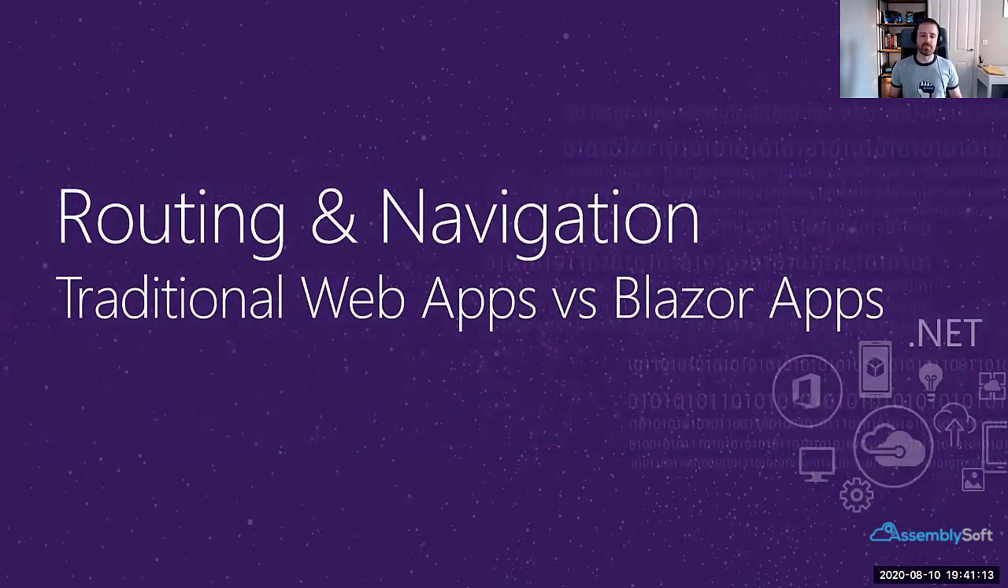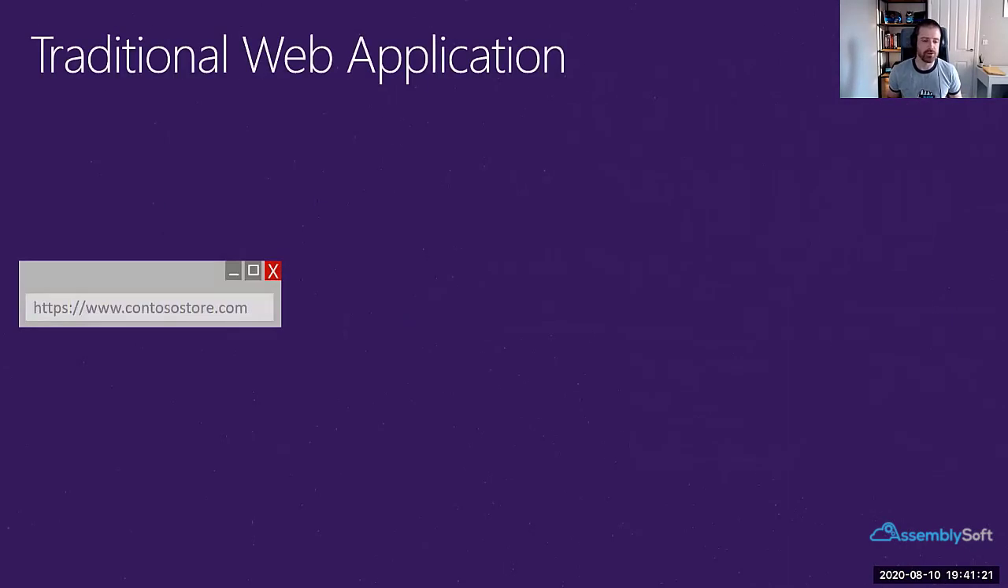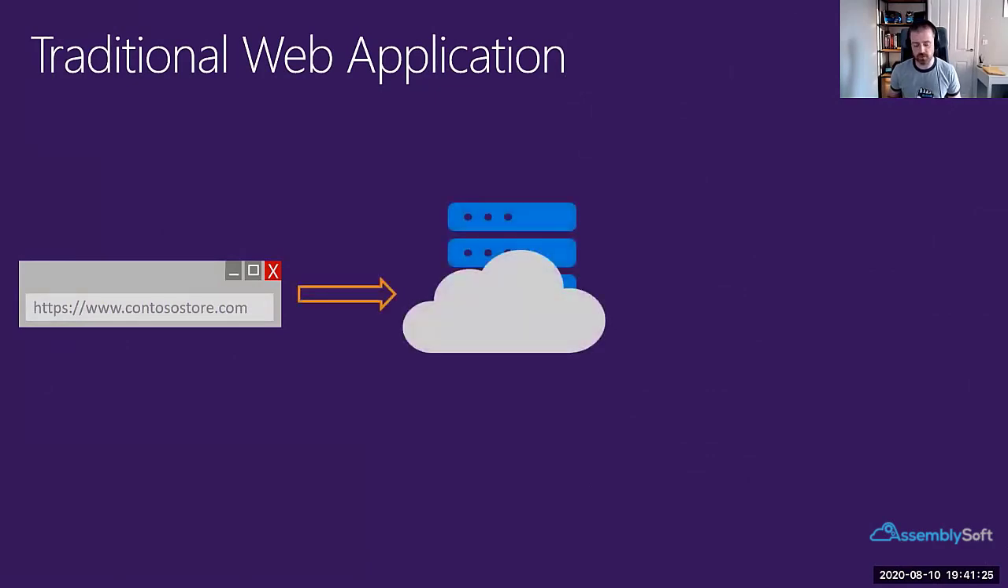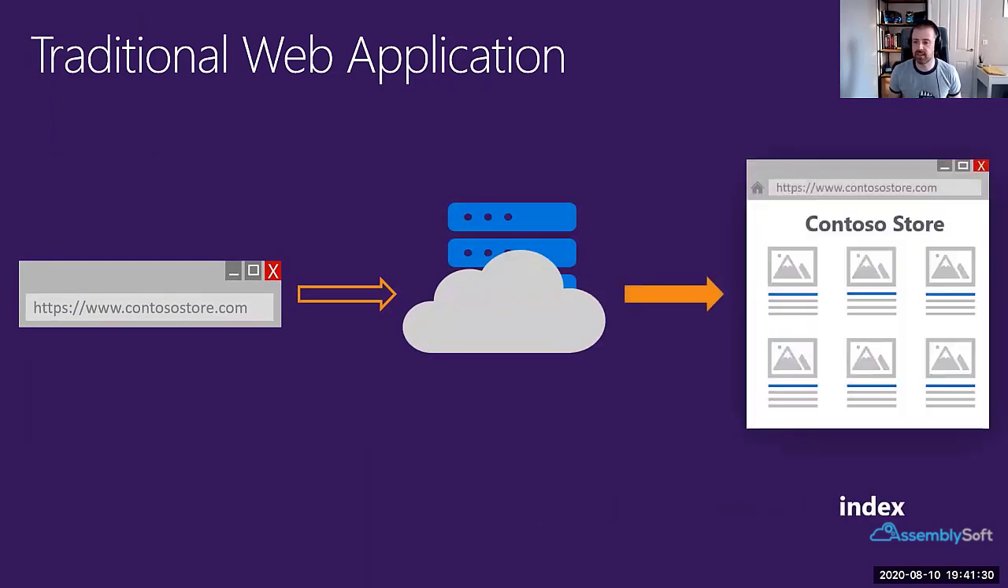So the first bit, I just want to set the scene and highlight the differences between navigation in traditional web apps and Blazor applications. In traditional web apps, we type in an address in a browser, we go off to a server, and then the server sends us back whatever page we've requested, and then our browser renders that page for us.